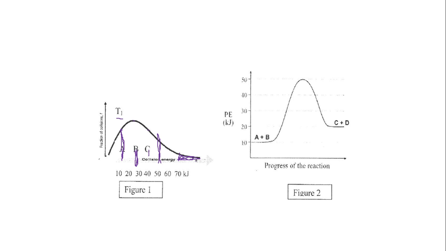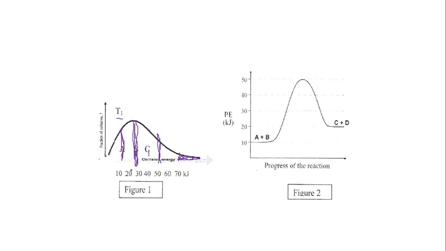And the collision energy of most collisions, well, let's look at the highest peak here. The majority, as we already mentioned when we were looking at B, of the collisions are happening at about 25 kilojoules. So you would fill in the blank on number 1, the collision energy of most collisions, where the peak is the highest. That is 25 kilojoules.